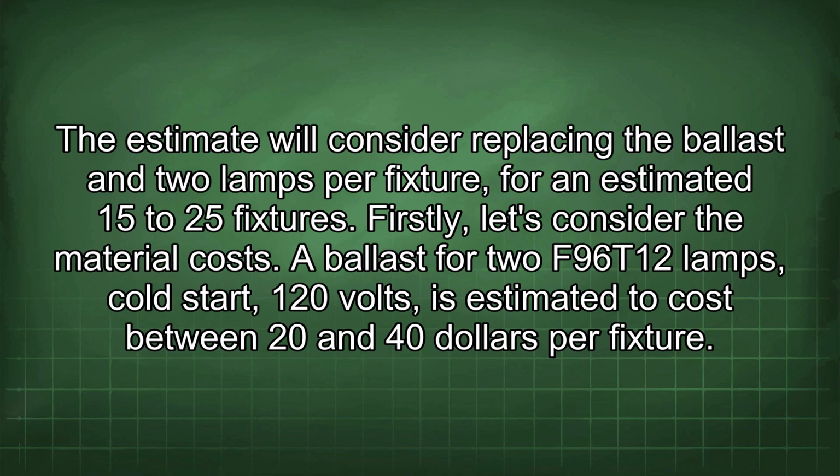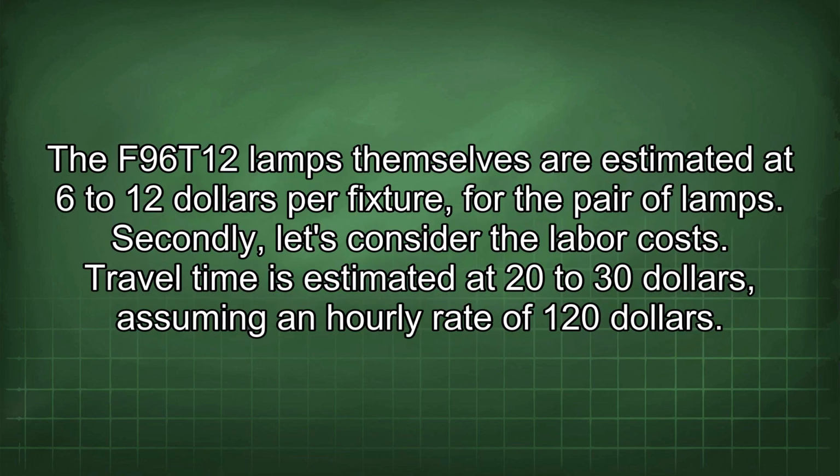Firstly, let's consider the material costs. A ballast for 2 F90-6012 lamps, cold start, 120 volts, is estimated to cost between $20 and $40 per fixture. The F90-6012 lamps themselves are estimated at $6 to $12 per fixture for the pair of lamps.